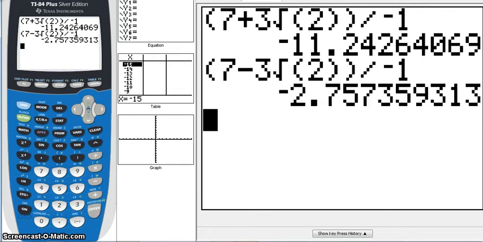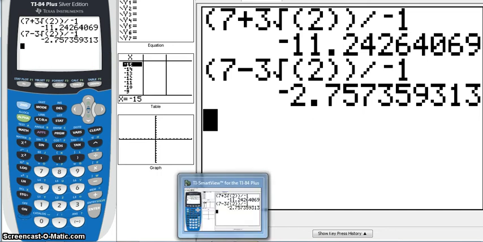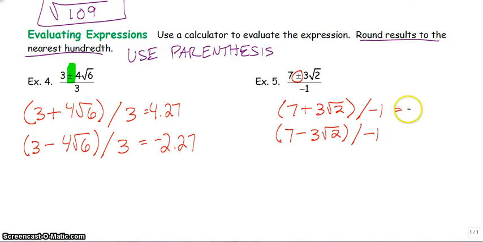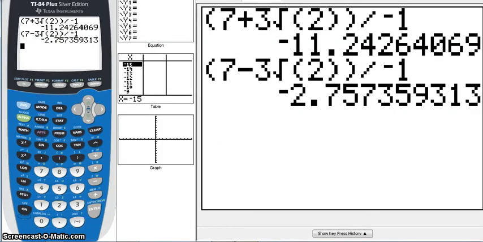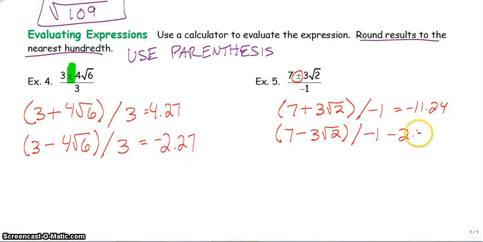My positive answer when I added was negative 11.24. I'm going to write that down. And when I subtracted, I got an answer of negative 2.75. Did I round correctly? I did not. Negative 2.76.